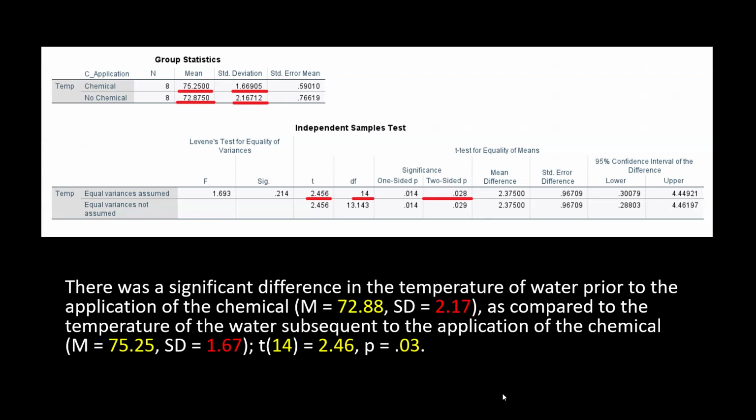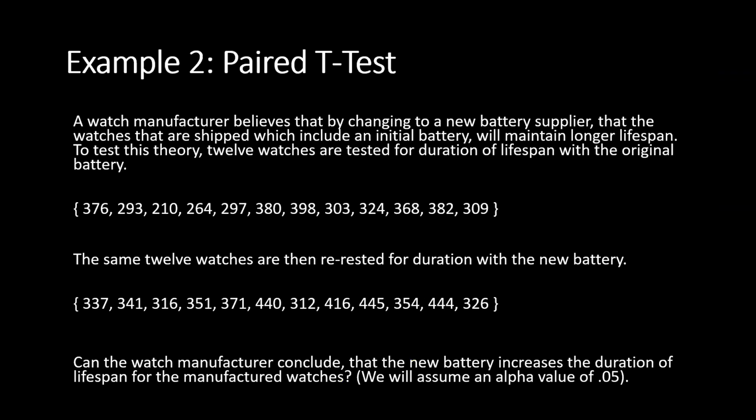So let's move now to the paired t-test. Okay, here is our paired t-test example. A watch manufacturer believes that by changing to a new battery supplier, the watches that are shipped, which include an initial battery, will maintain a longer lifespan.